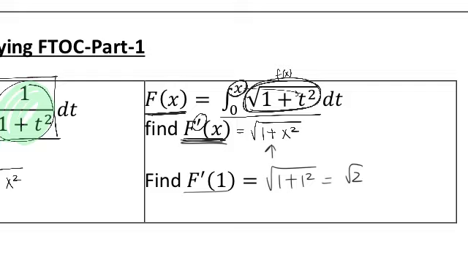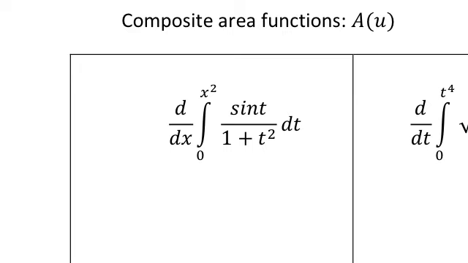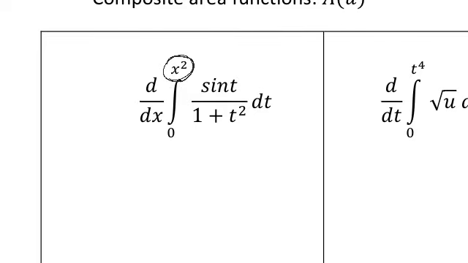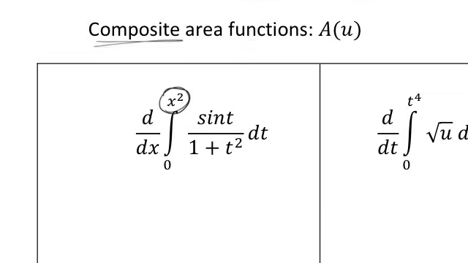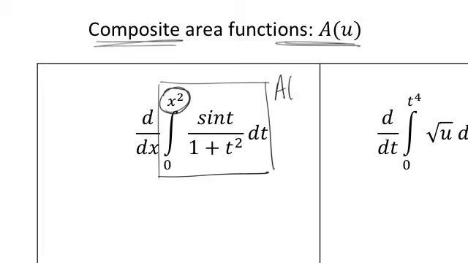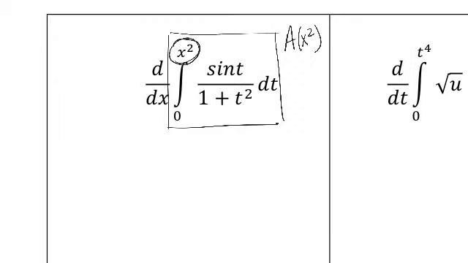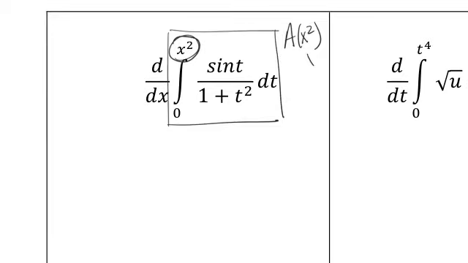Okay, now, sometimes the area functions are a little more complicated where you have something on the top which is not just x, right? So for that, what we're going to think is this is really a composite area function, okay? It's really like saying we're taking the derivative. It's an area function, but it's A of x squared, right? So we're going to use the chain rule, right? And in the chain rule, the inside function is the x squared and the outside function is the area.